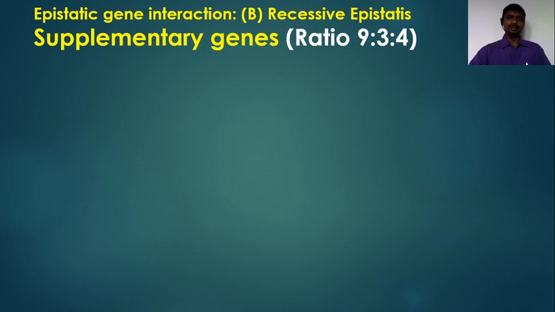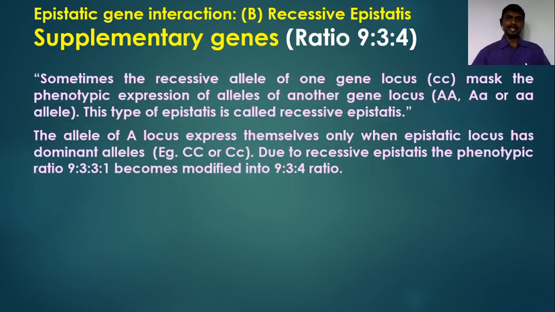Now we are going to start the supplementary genes, and the ratio is 9:3:4. So this is the example of recessive epistasis. Like dominant epistasis, if the epistatic gene is recessive, it usually masks or suppresses the phenotypic expression of a non-allelic or another gene. That type of epistasis is called recessive epistasis. Sometimes the recessive allele of one gene locus masks the phenotypic expression of an allele of another gene locus. This type of epistasis is called recessive epistasis.